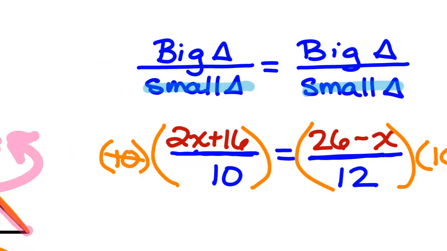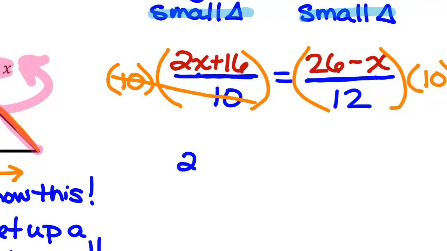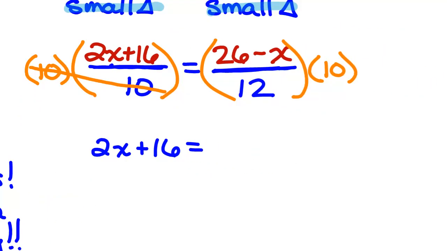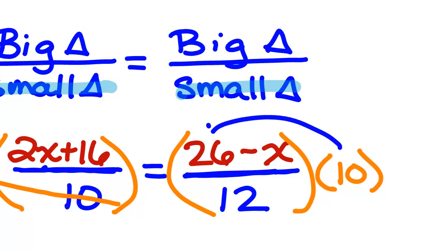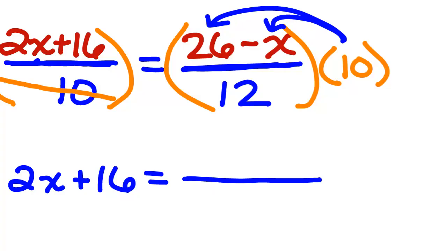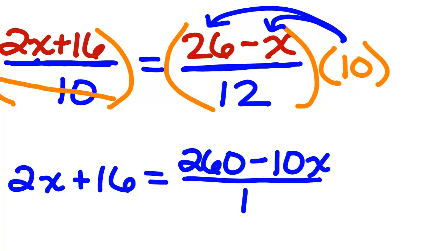The 10 cancels out over on the left. So on the left, I just have 2x plus 16. Over on the right, that 10 has to distribute to both parts of my numerator here. So I have 10 times 26, which gives us 260, minus what? Minus 10x over 12.